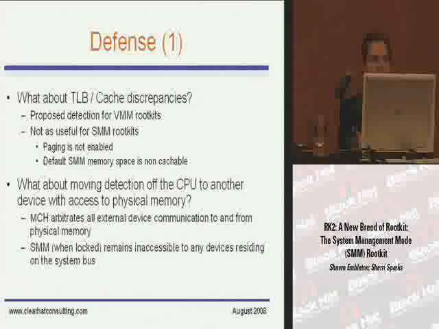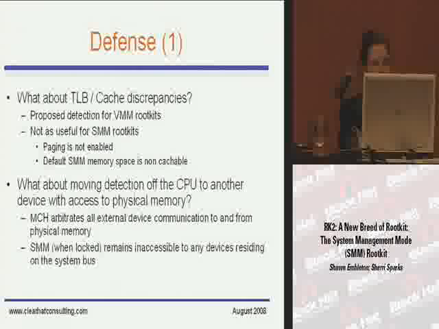We can probably get some ideas for defense by looking at some of the proposed detections for the SMM rootkits. One of these is looking at TLB and cache discrepancies. Unfortunately, this isn't particularly useful for an SMM rootkit, mainly because the SMM rootkit operates in an environment where paging is not enabled and the default memory space is non-cached. So there won't be any effects on the TLB or the cache.